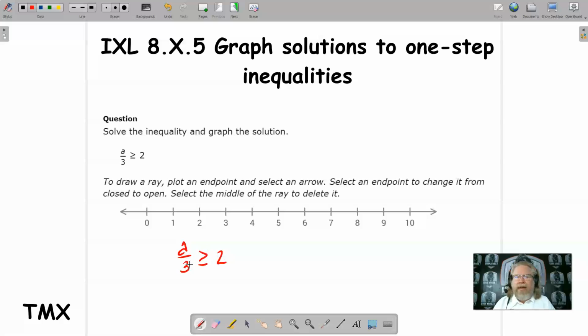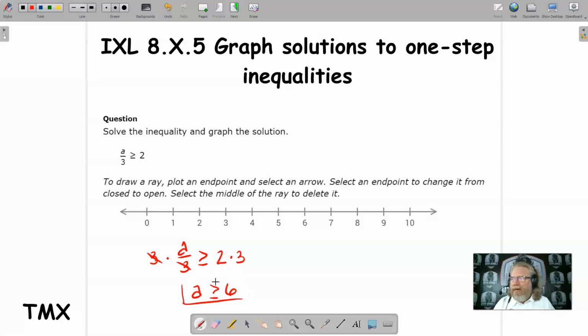So the a is tied to the 3 through division. We're going to use multiplication to undo that. We're going to multiply by the number we wish to get rid of, which is 3. And what we do to one side, we do to the other. Sounds terribly familiar, doesn't it? The 3's are going to cancel each other, and we end up with a on the left. We bring down our sign, and 2 times 3 is 6.